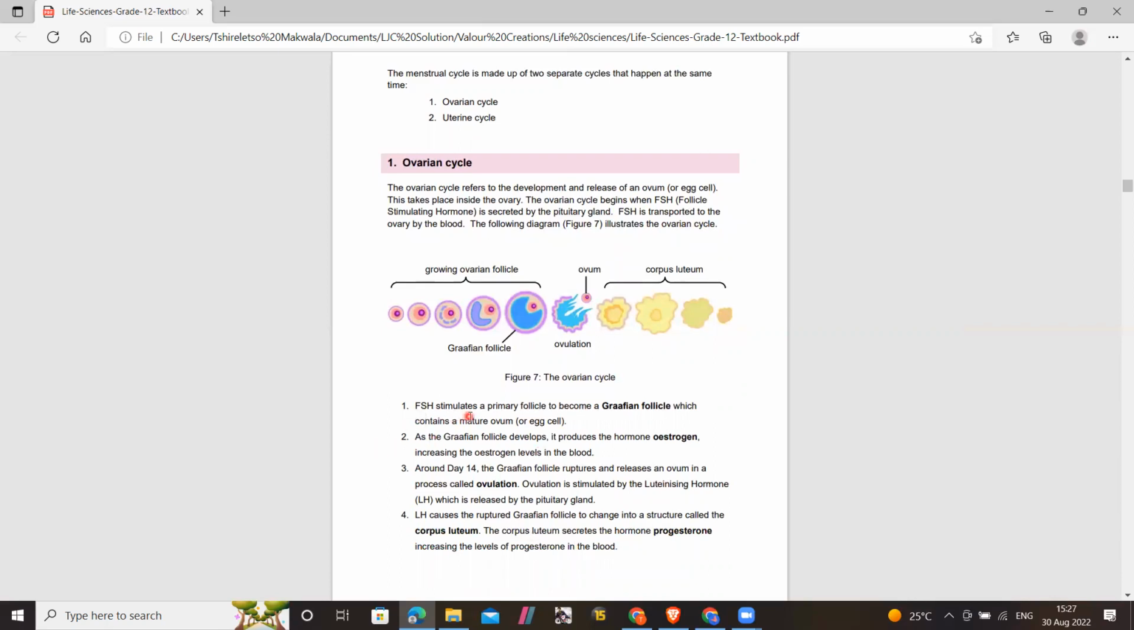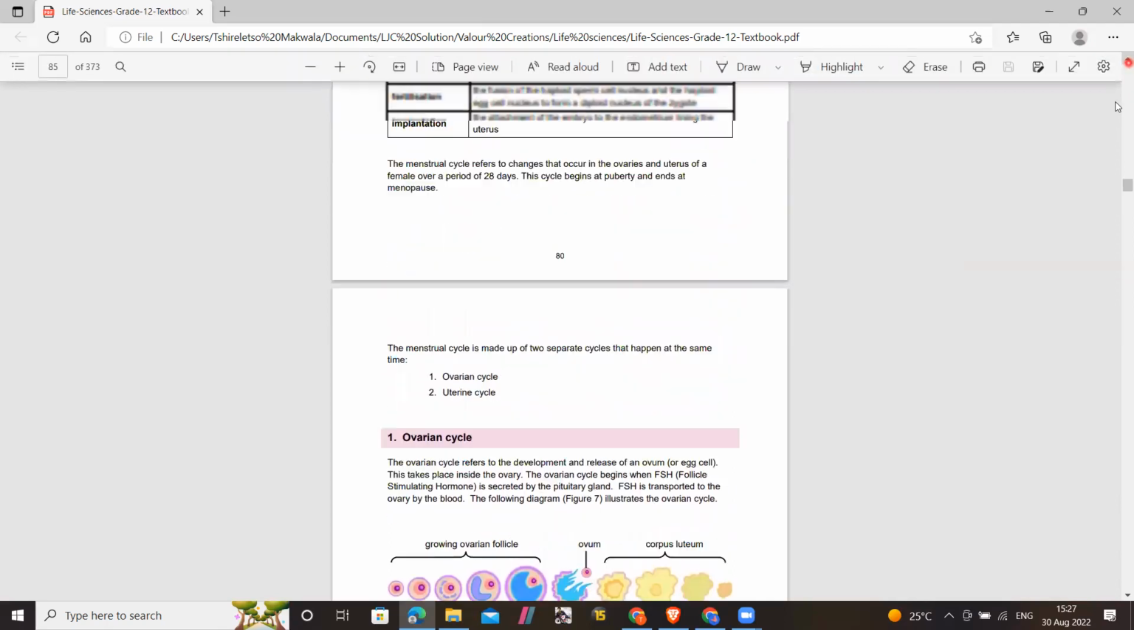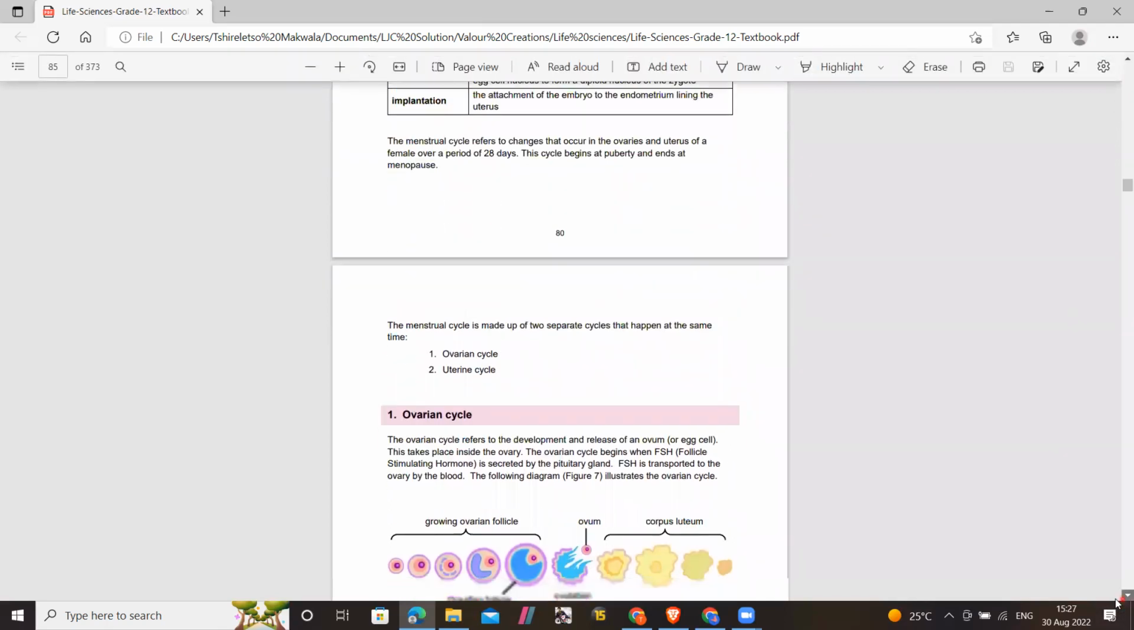We said firstly, FSH stimulates the primary follicle into a Graafian follicle, right? So that's what happens. Then as the Graafian follicle develops, do you see? This primary follicle will turn into a Graafian follicle. Like we said here, that's what they meant when they said it enlarges.